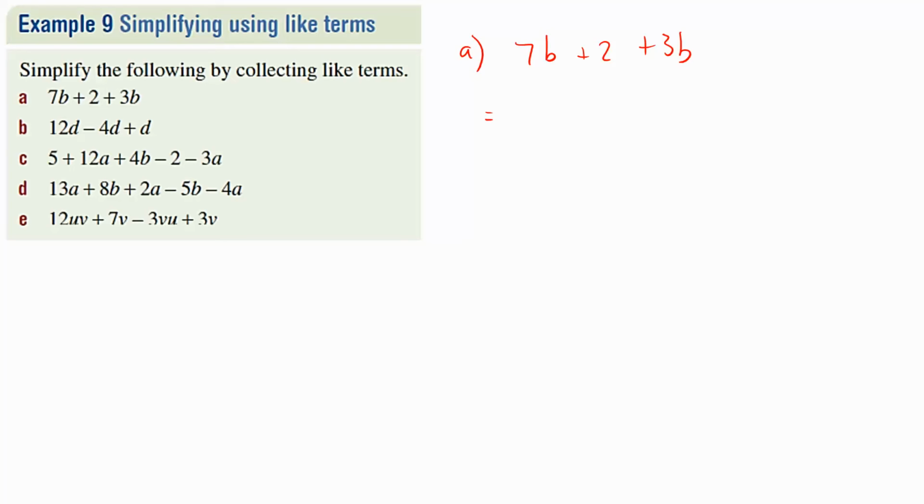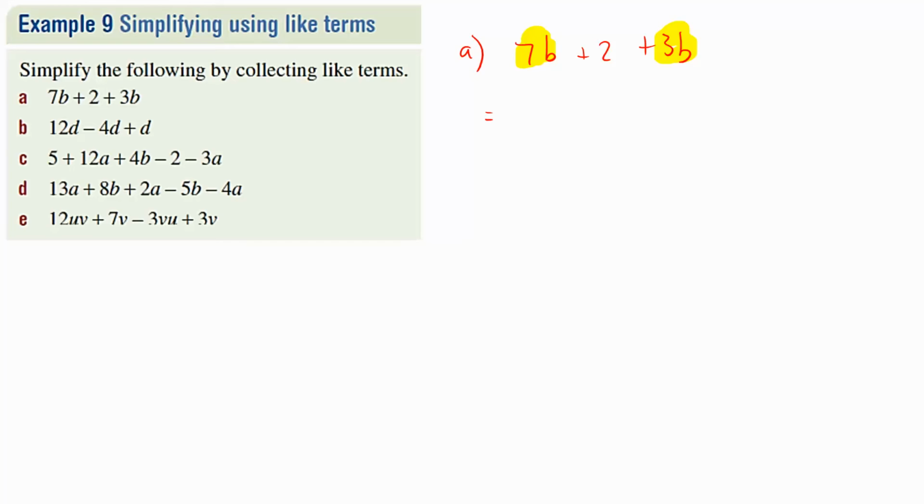Now, if you look at this, what are my 2 like terms up here? Can I please have, let's go, yes, Aina. 7B and 3B. So these 2 are like terms, which I'll highlight. 7B and 3B are like terms. So that means I can group these together. Instead of writing 7B plus another 3B, why don't I just collect them together?